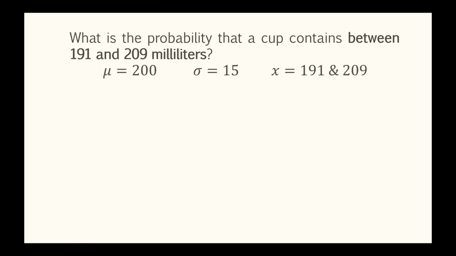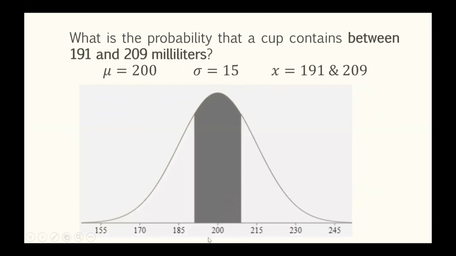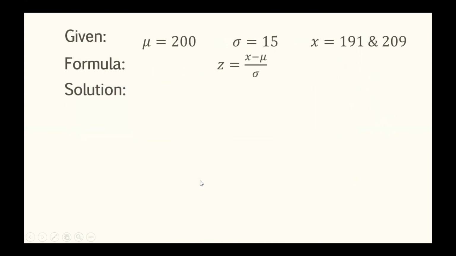If we are going to draw this in a normal curve, given that the mean is 200 and the standard deviation or the width of the curve is 15, so that would be like this. So from 191 to 209. So this is the shaded portion of the curve. So ang tinatanong dito ay yung probability ng shaded portion. So the process would be use the formula for standard score given the raw score. So mayroon tayong dalawang solutions dito.